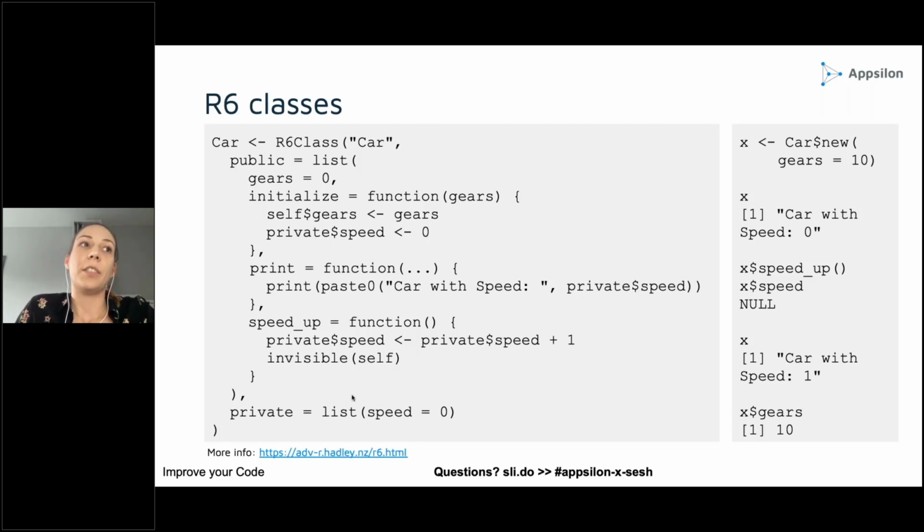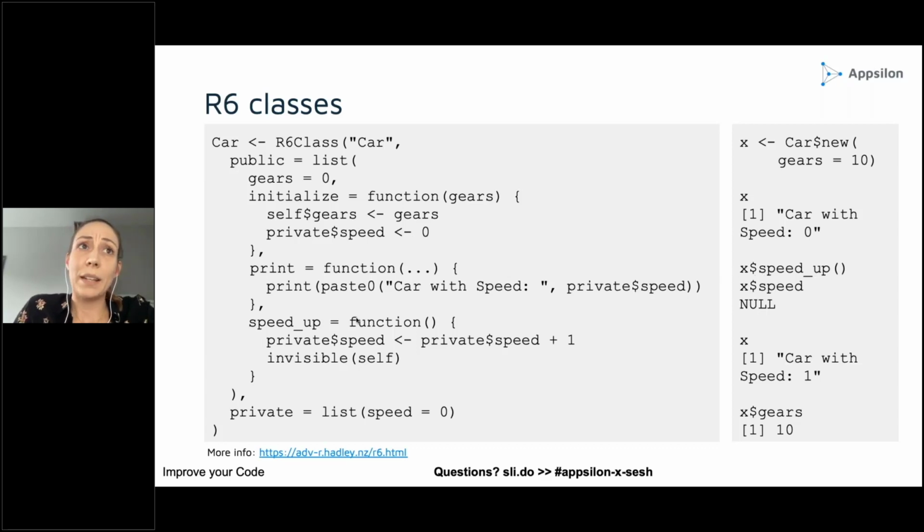And the private field is defined here. The private field speed is set to a default value, which is 0. Then when you print such an object, again, the special method print is called, and here you can see that we are printing the value of that private field speed, which is 0 as was set.